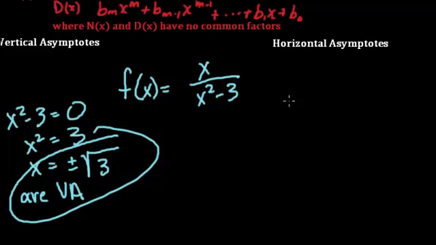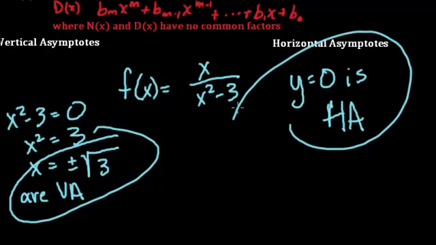Horizontal asymptotes. Top heavy, bottom heavy, or evenly balanced? Degree in top is 1. Degree in bottom is 2. This is a bottom-heavy function. y equals 0 is the horizontal asymptote. All done with this one.